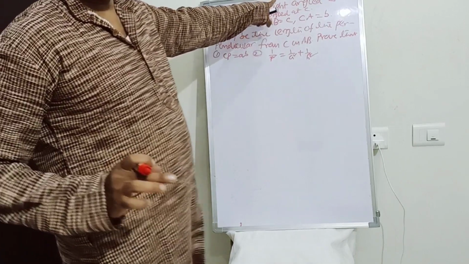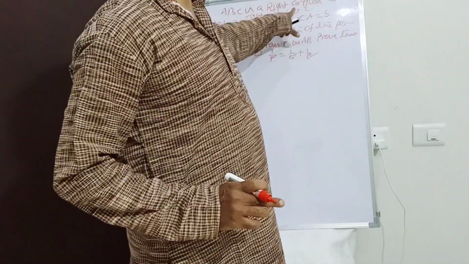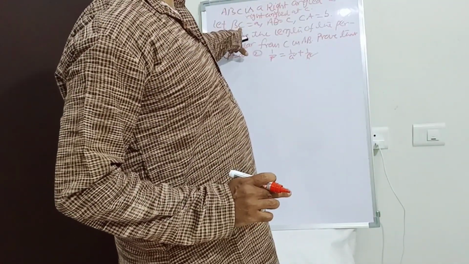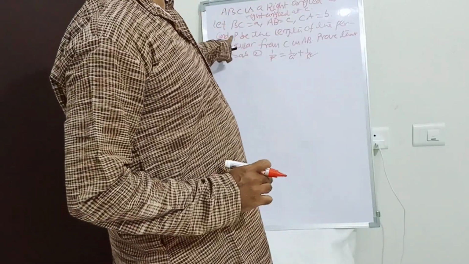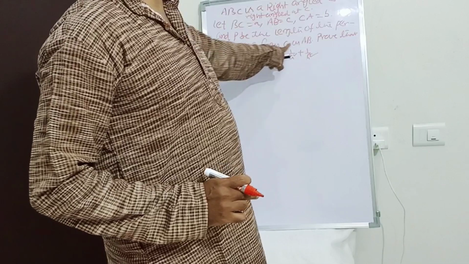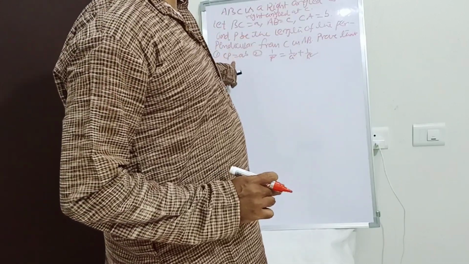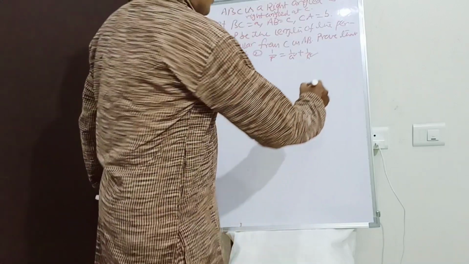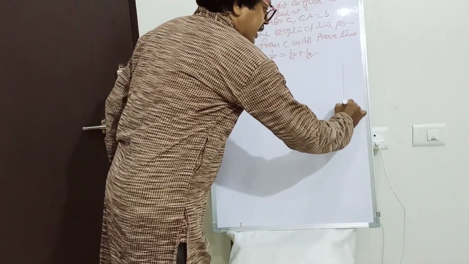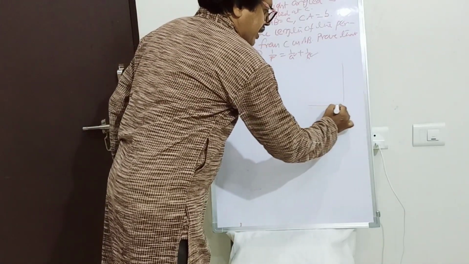ABC is a right angle triangle, right angle at C, and BC is equal to small a, AB is equal to small c, and CA is equal to small b, and p is the length of the perpendicular from C to AB. Then prove that CP is equal to AB and 1 by p square is equal to 1 by a square plus 1 by b square. So basing on the given data, we draw a diagram here.